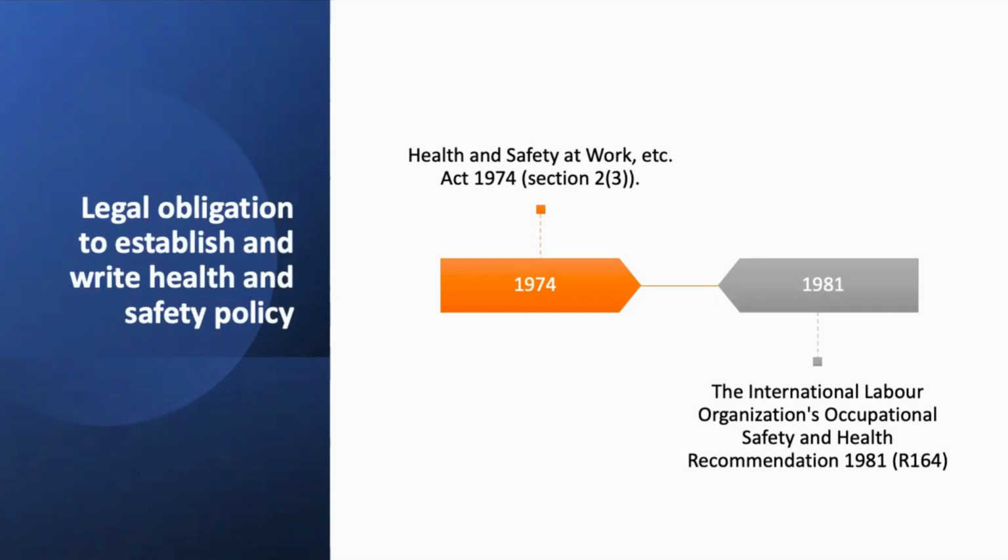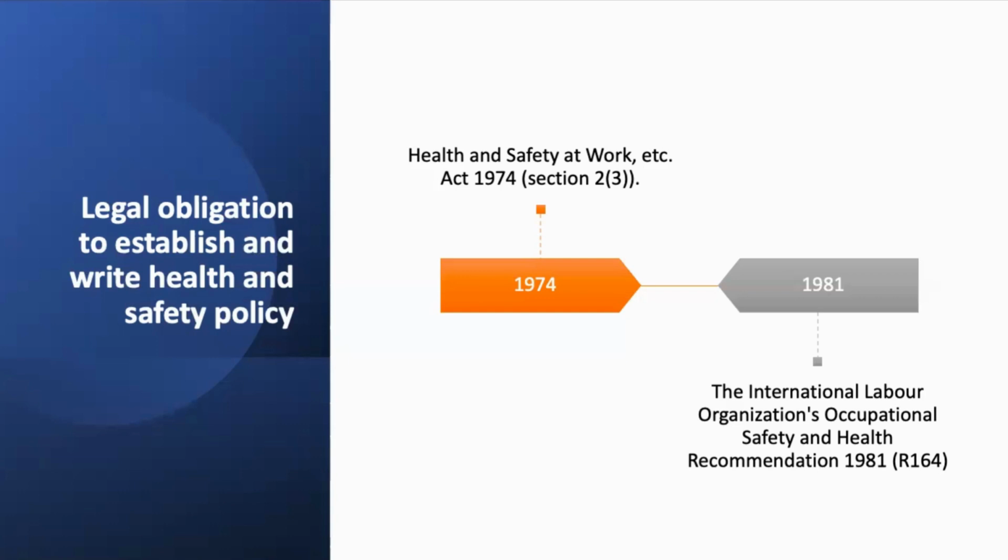In many countries, including the UK, it is a legal requirement for employers to have a written health and safety policy. For example, in Britain, this legal requirement is set out in the Health and Safety at Work Act 1974, Section 2(3). So, gentlemen, this is the main basic reason that we have to write a health and safety policy in our organization, because in many countries they have particular laws.